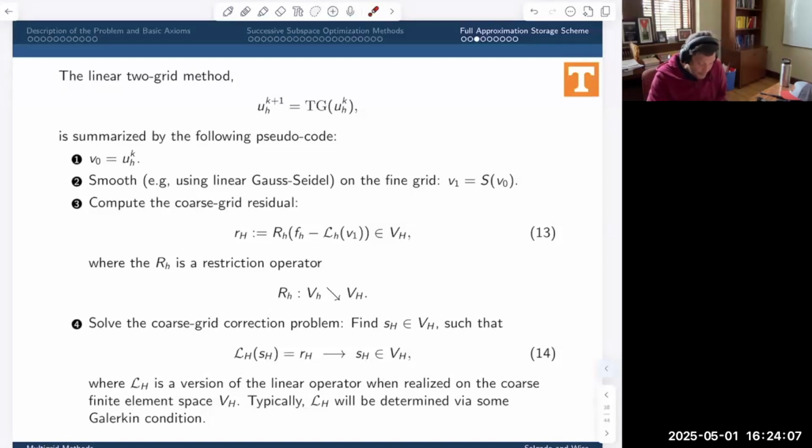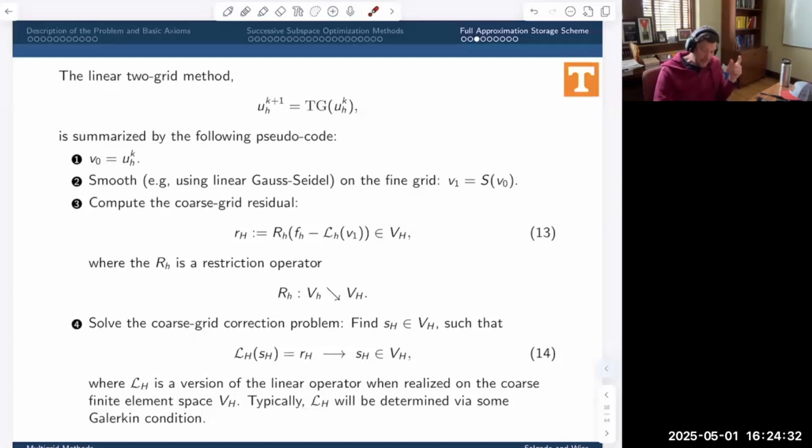So let's calculate the residual for that. Remember, the true solution would satisfy LH UH equals FH. And V1 as an approximation of UH doesn't quite satisfy that equation, so it has a residual, and the residual is F minus the linear operator acting on V1.